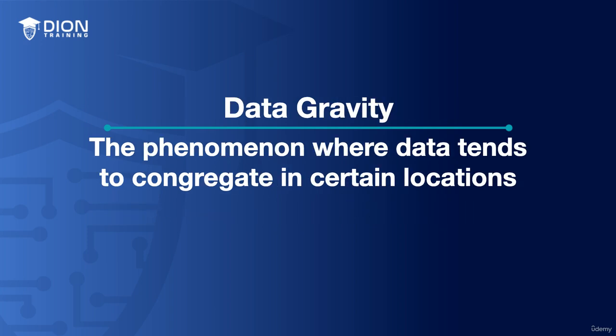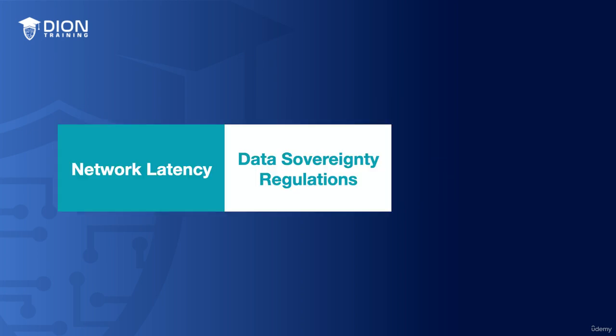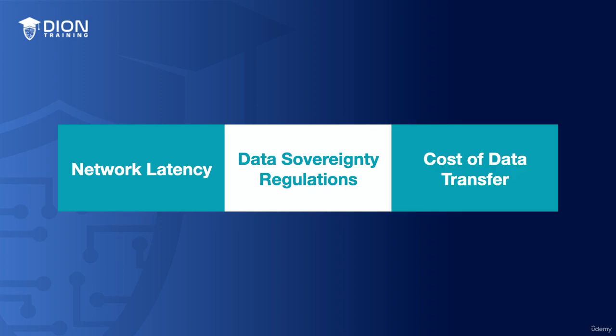Data gravity refers to the phenomenon where data tends to congregate in certain locations. Data gravity often occurs due to a variety of factors, things like network latency, data sovereignty regulations, or the cost of data transfer.